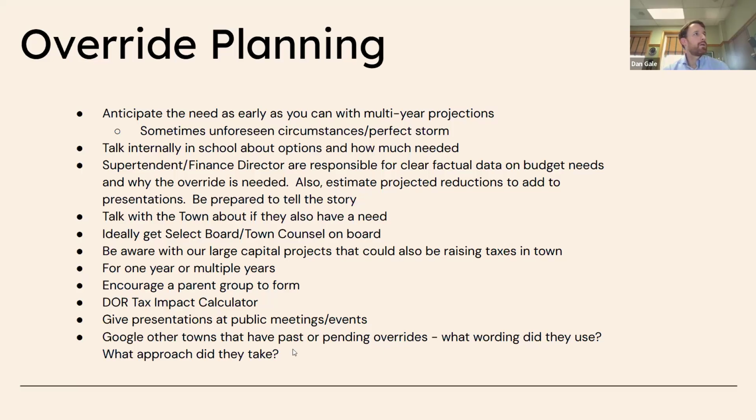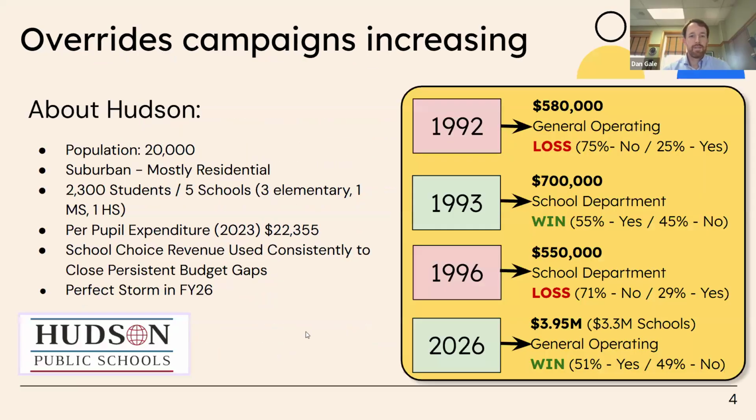So now we'll get into more Hudson-specific slides, and at the end I'll have more slides on other overrides that have recently been attempted. So Hudson: population of 20,000, suburban, mostly residential town, 2,300 students in 5 schools. This is our history: 1992, a loss, 1993 a win, 1996 a loss. So in 2026, it had been 30 years since we had tried one.